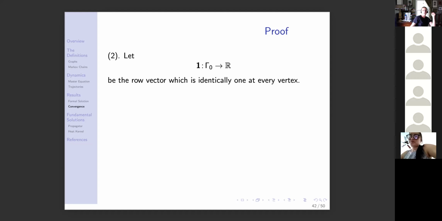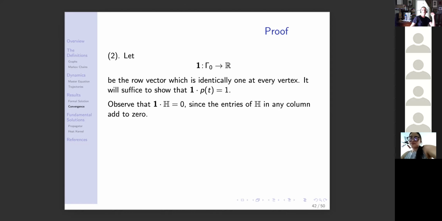No, this makes sense in general. It could be infinite, it's just a row vector. Okay, so gamma naught could be infinite. It will suffice to show that the dot product of one with P of T equals one, because what is one dot P of T? It's the sum of the components of P of T. So how do I do that?